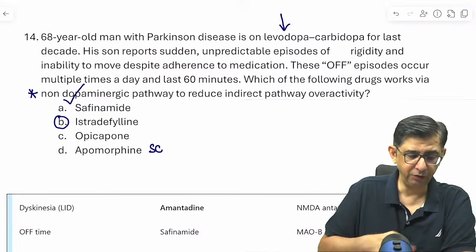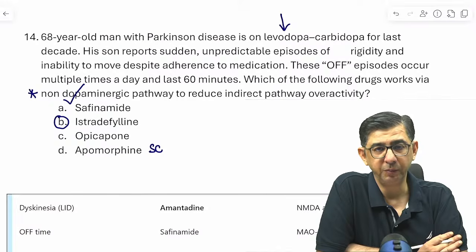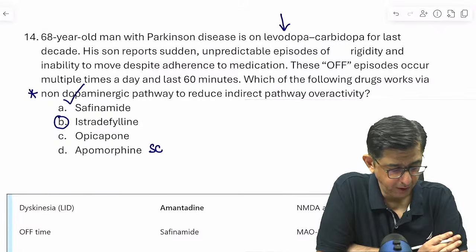It's line to line from Harrison only that the question has been picked up. Drug works via non-dopaminergic pathway to reduce indirect pathway overactivity and take care of the off phenomenon in the patient. So answer to this question is option number B.